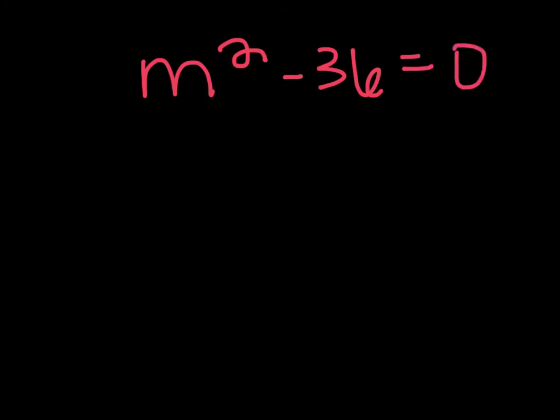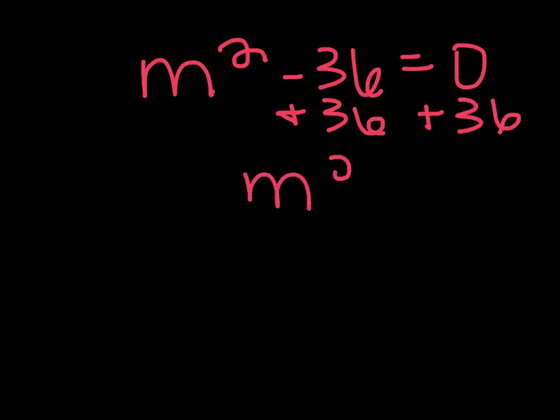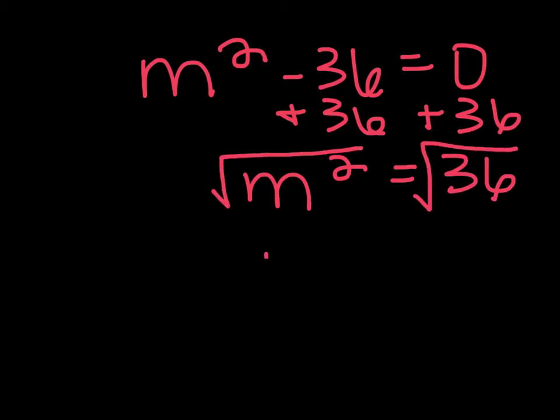All right, here's another one. If our equation was m squared minus 36 equals 0, you could simply add 36 to both sides. So your equation would be m squared equals 36. Take the square root of both sides. Square root of m squared is m, and the square root of 36 is a plus or minus 6, positive or negative 6.